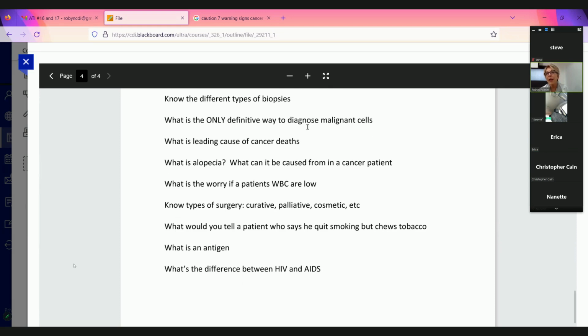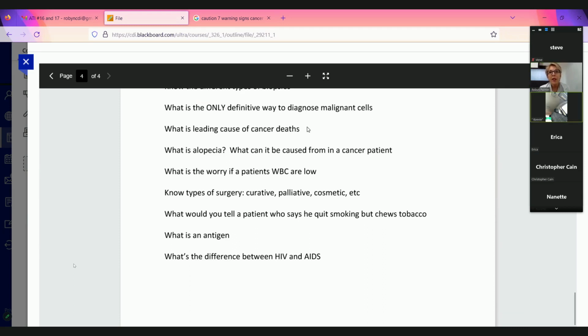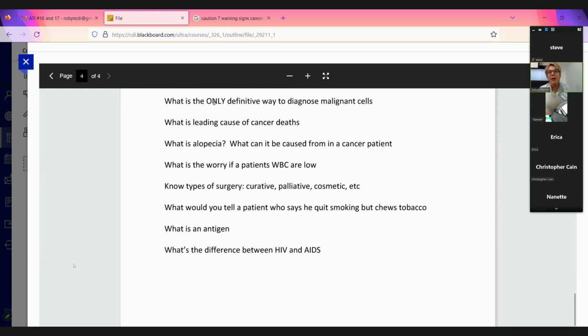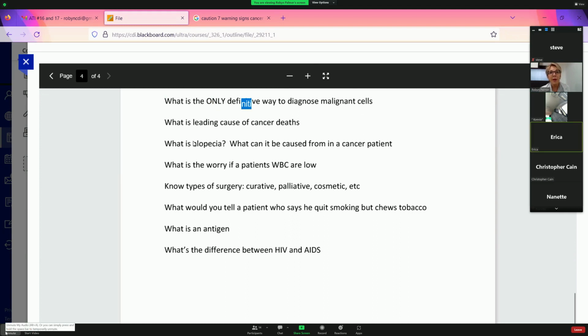Know the different types of biopsies. We know the incisional biopsy. I'm sorry, the excisional biopsy is the wide excision, right, with sutures. Incisional biopsy, usually we scope the patient and we take a little piece of tissue as their scope, colonoscopy or endoscopy. Needle aspiration biopsy, we're going to get like a little bit of fluid, maybe a little bit of tissue out. We do those on breasts. Okay. The only definitive way to diagnose malignant cells, we just said this a little while ago. What is it? Biopsy.